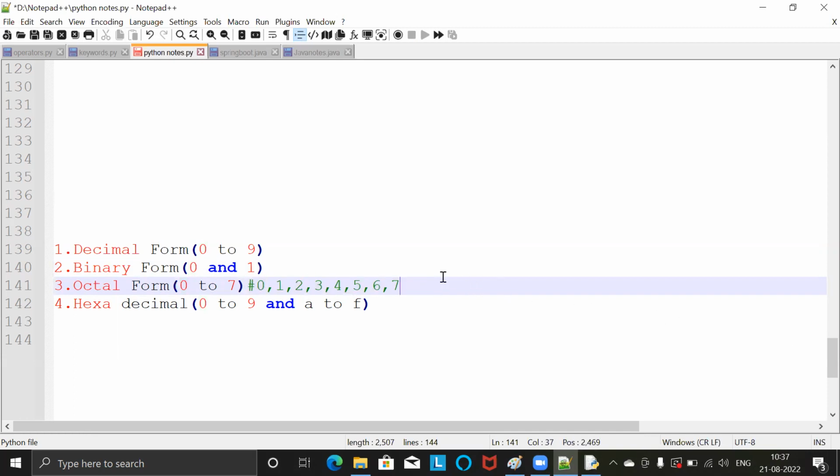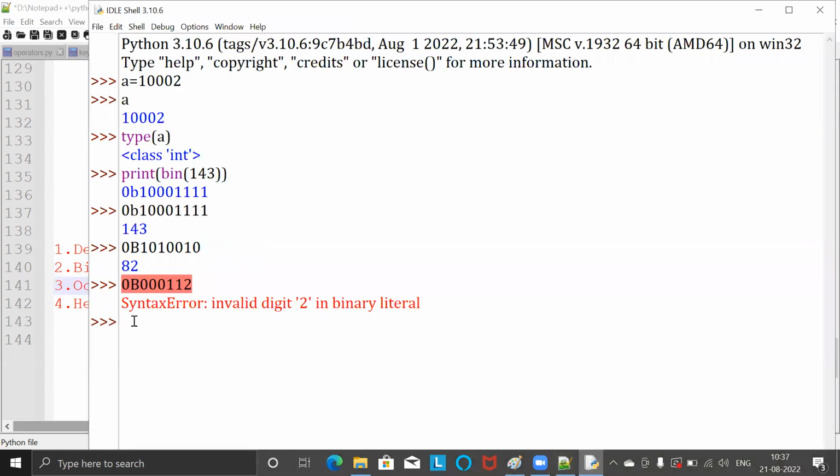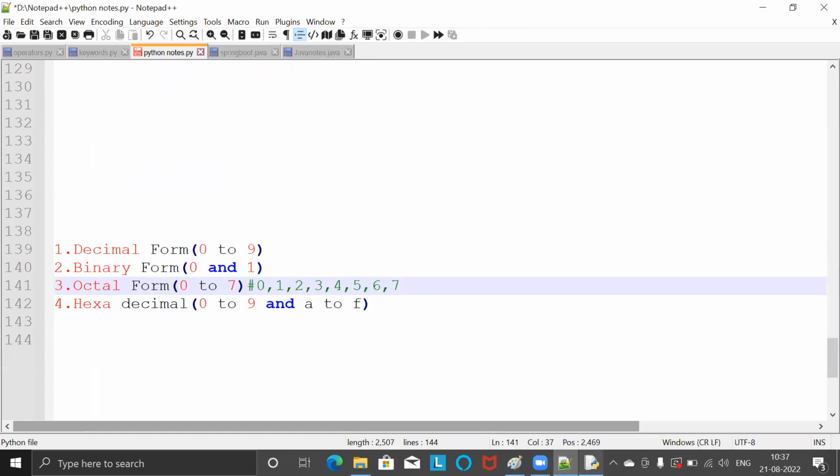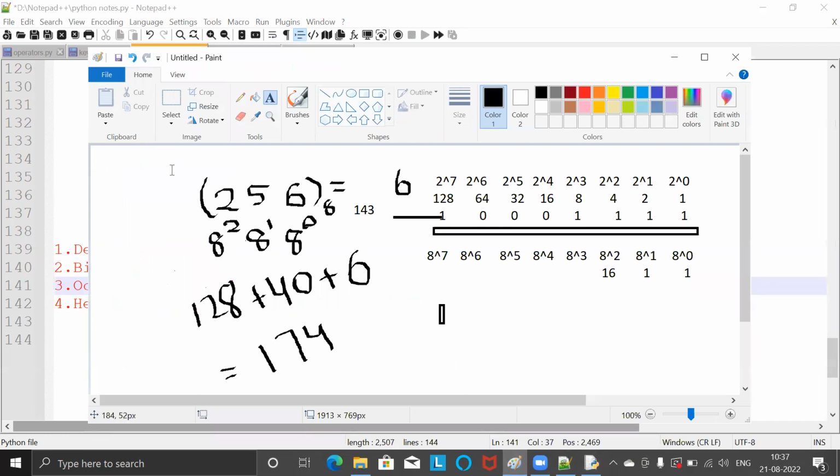0 to 7. It is also similarly like that only. For example, I want the octal representation of 256. The octal form of 256 is 174. Now I'll explain how to convert octal to numbers. See, 256 is the value: 8 power 0, 8 power 1 and 8 power 2.